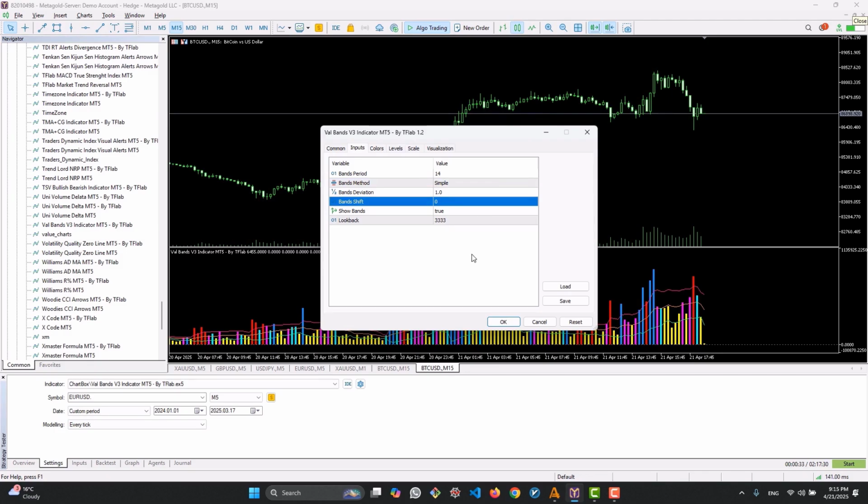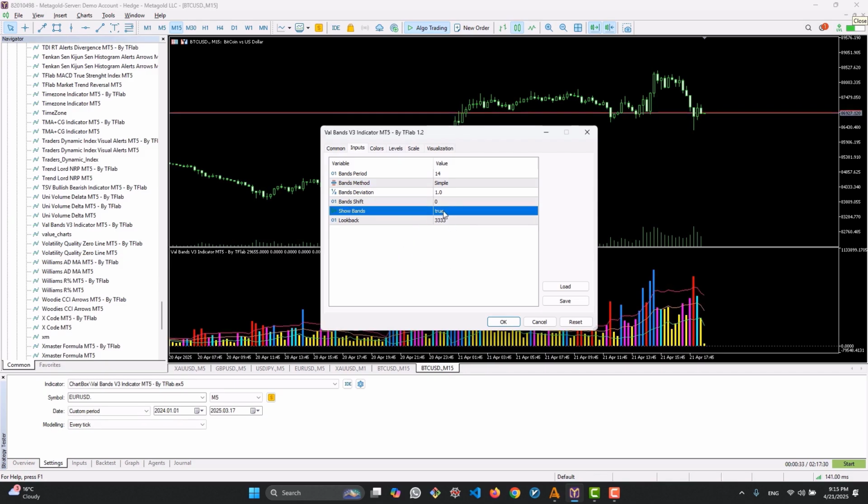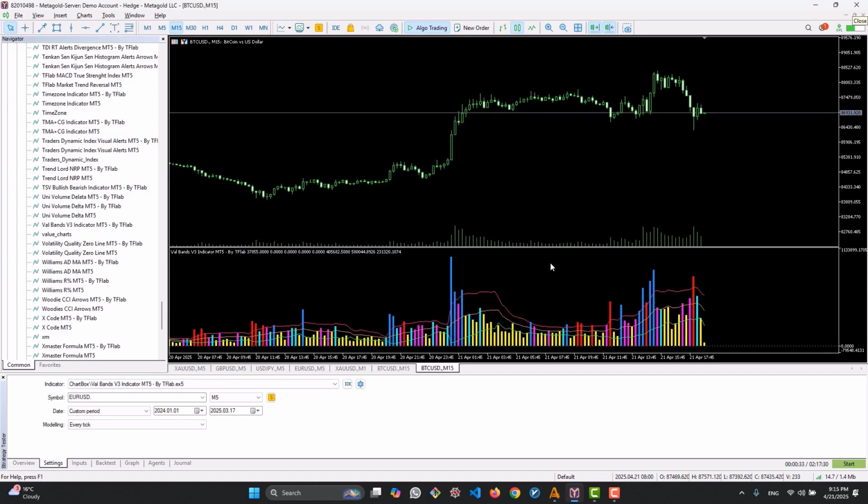The following option is the shift for the Bollinger band, which we can enter here. The next option, if set to true, displays these three lines or Bollinger bands, and if set to false, it does not display them. And the next option is the number of candles it goes back on the chart and performs the calculations for. Let's watch a live test of this indicator together on the MetaTrader 5 platform.